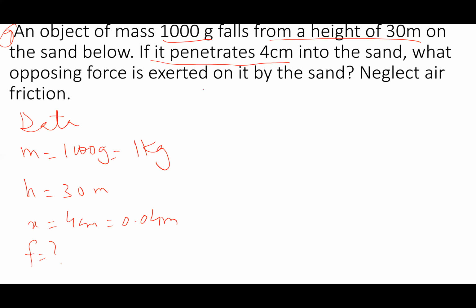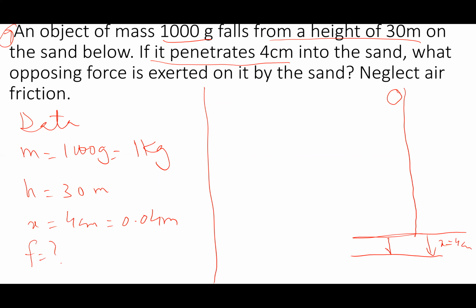Neglect air resistance. Now, this is originally where the ball was present. After this, X is equal to 4 centimeter. So we have to find the force of friction over here. So we will find the final velocity first. Here the initial velocity is 0. Here V is equal to V and we have to find.